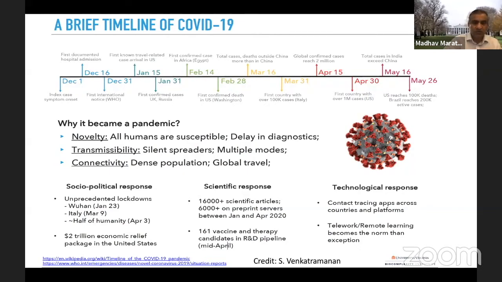The social and political response has been amazing. We've probably lost more than $3 or $4 trillion by now. Just the US has invested over $3 trillion in this. And you've seen a slew of papers. People have reported between 6,000 and 20,000 scientific articles and preprints on this topic. So everything about this whole pandemic is quite unique in a certain sense.